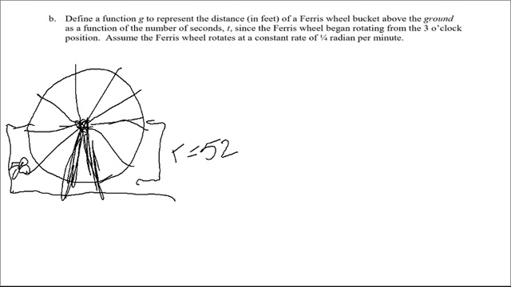All right, so part B, a function g, and we want it to be a function of time. We need a function that represents the distance in feet of the wheel bucket above the ground, now not above this horizontal diameter, but above the ground, as a function of time since the Ferris wheel began rotating from this 3 o'clock position, and assuming it rotates at a constant rate of 1/4 radian per second.